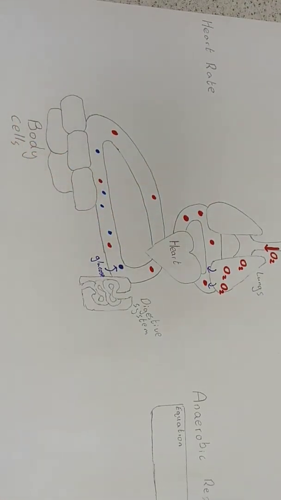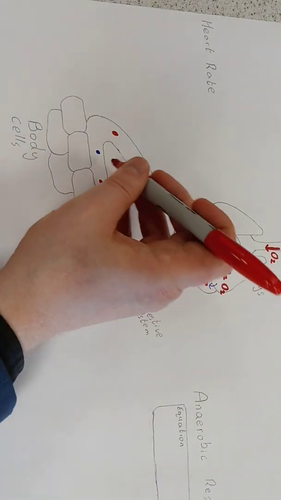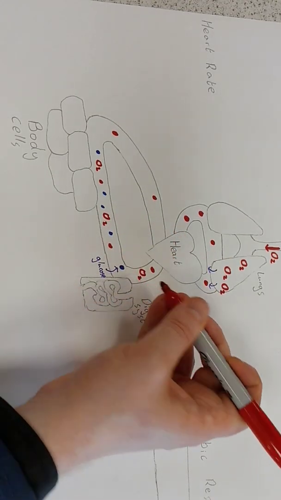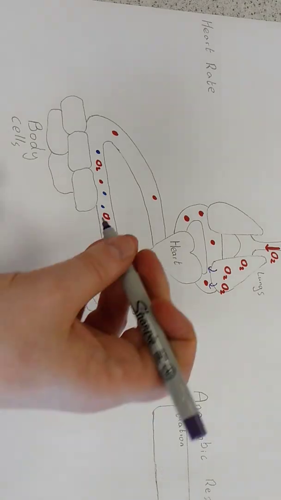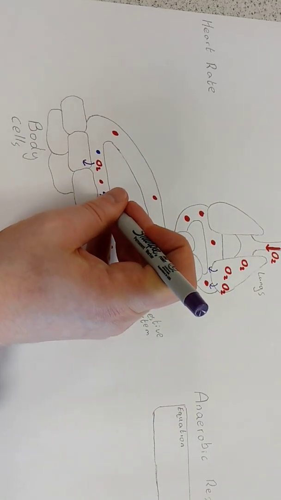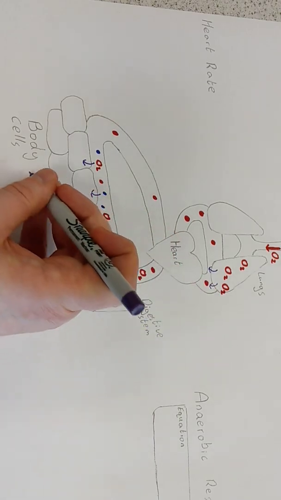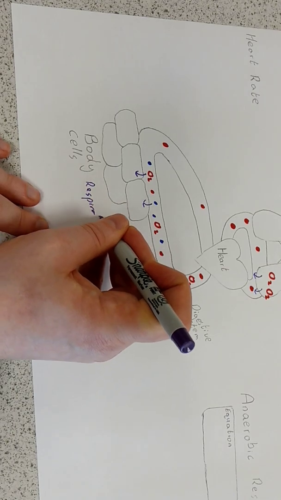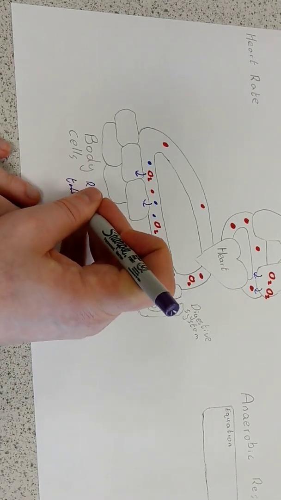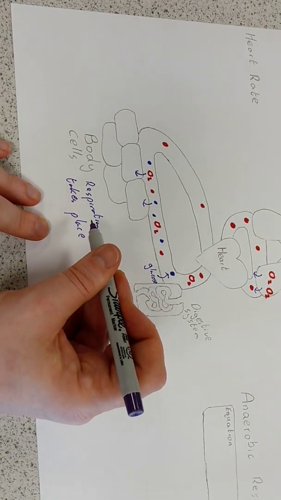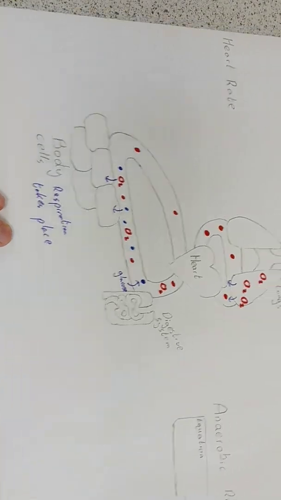Right, that glucose and the oxygen, so we'll put in the O2 that's moving around. Both of those are going to diffuse into our body cells. And you might want to be talking about the fact that respiration is taking place in those body cells.